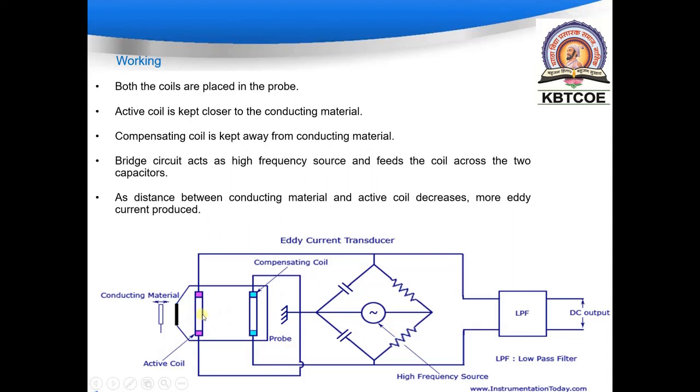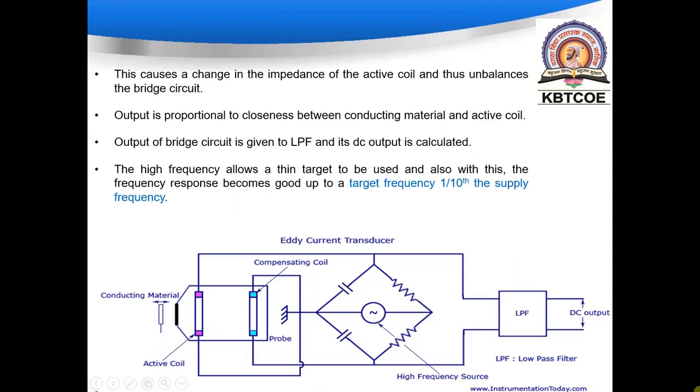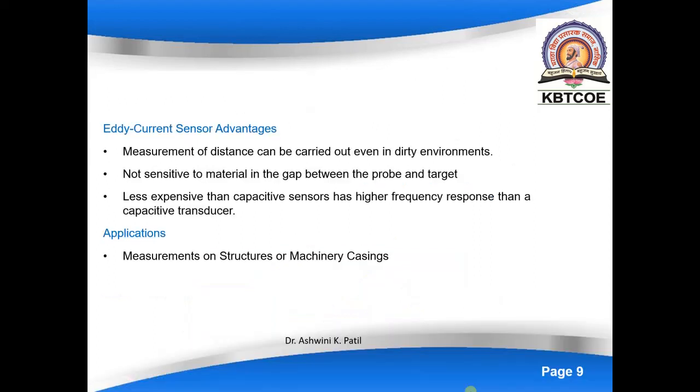As the distance between the conducting material and the active coil decreases, more eddy currents are produced. And this causes a change in impedance of the active coil and thus imbalances the bridge circuit where it is connected. The output of this bridge circuit is given through the low pass circuit. The output is taken, and the high frequency allows a target to be used, and also with this the frequency response becomes good up to the target frequency of 1/10 of the supply frequency.